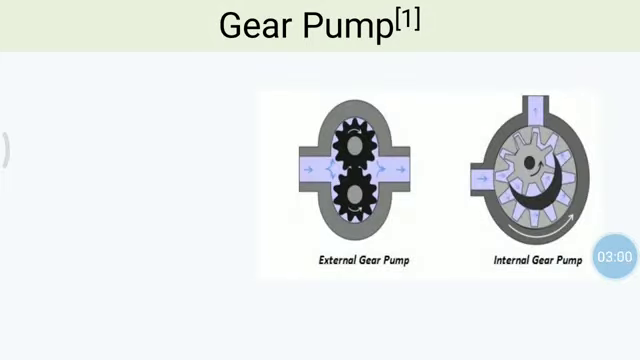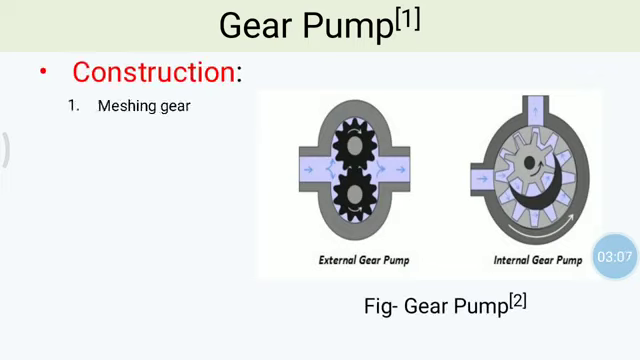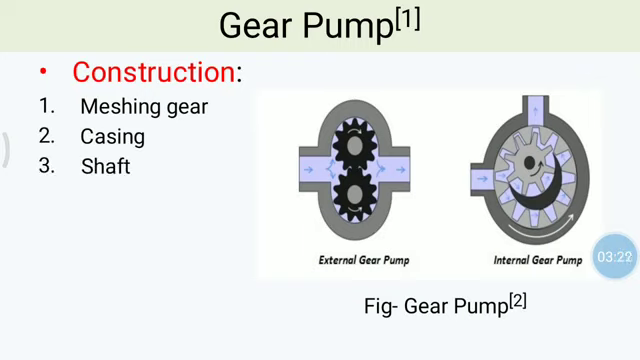Gear pump. This figure shows external gear pump and internal gear pump. Construction. It consists of meshing gears which are meshing externally or internally. Second is casing, which is the outer casing to the gearing. Third is shaft, on which gears are mounted. Fourth is the driving motor which is connected to the shaft. Fifth one is two ports, that is inlet port and outlet port.